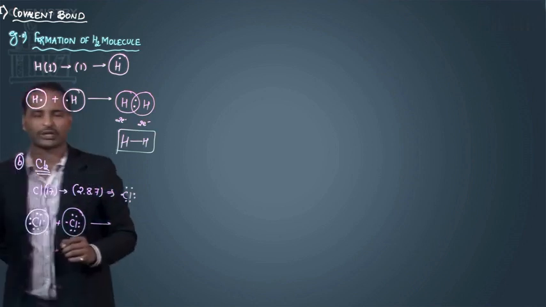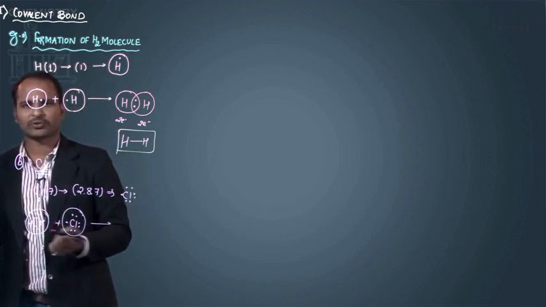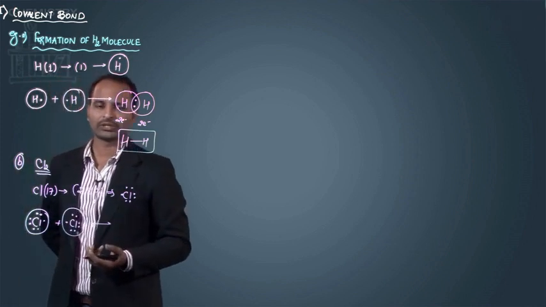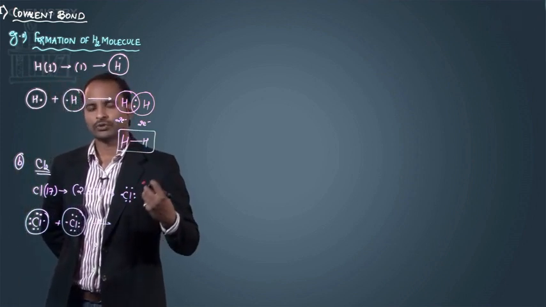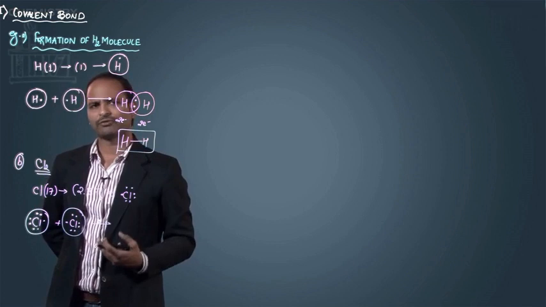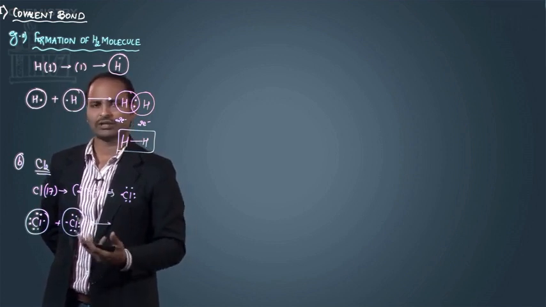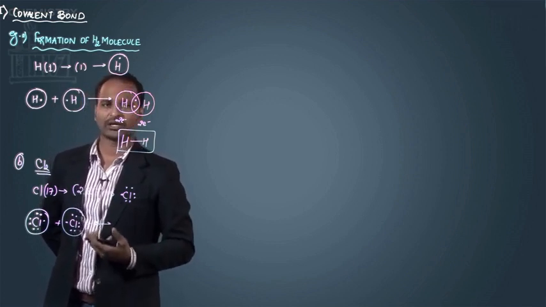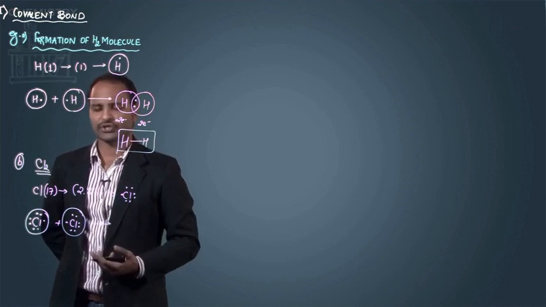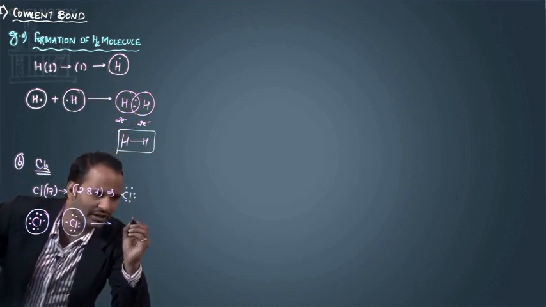They will combine together. Ultimately again the same thing: since both are the same, no one is going to gain or lose electrons. So to become stable, to lose energy, they have to form a bond, and to get the octet, that is, 8 electrons in the outermost orbit, they will simply share their electrons. So now the sharing will take place.